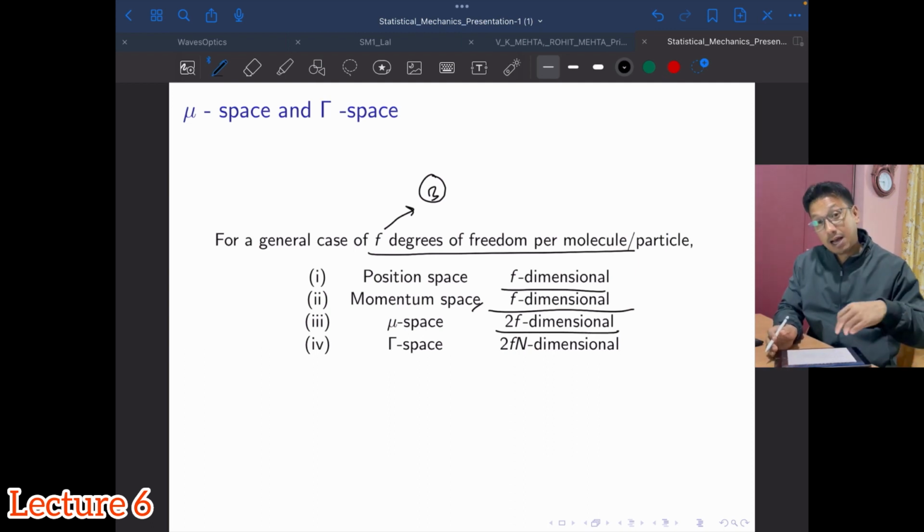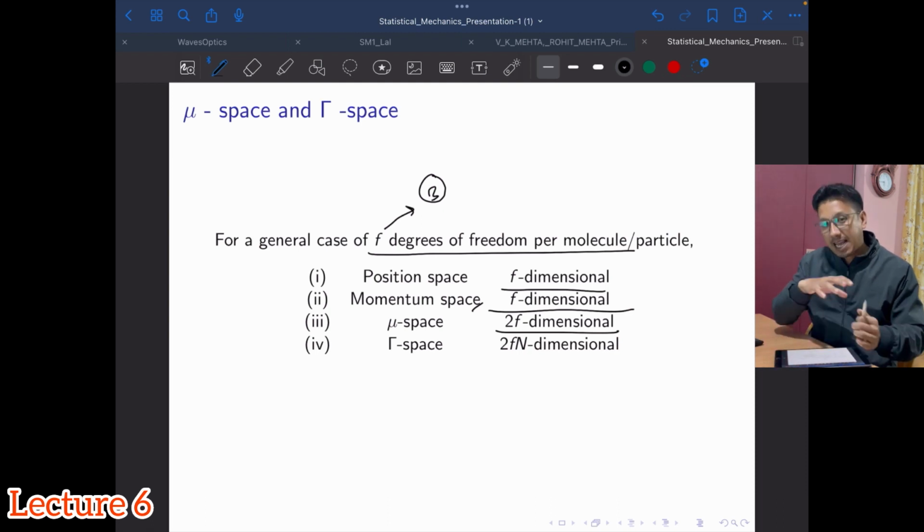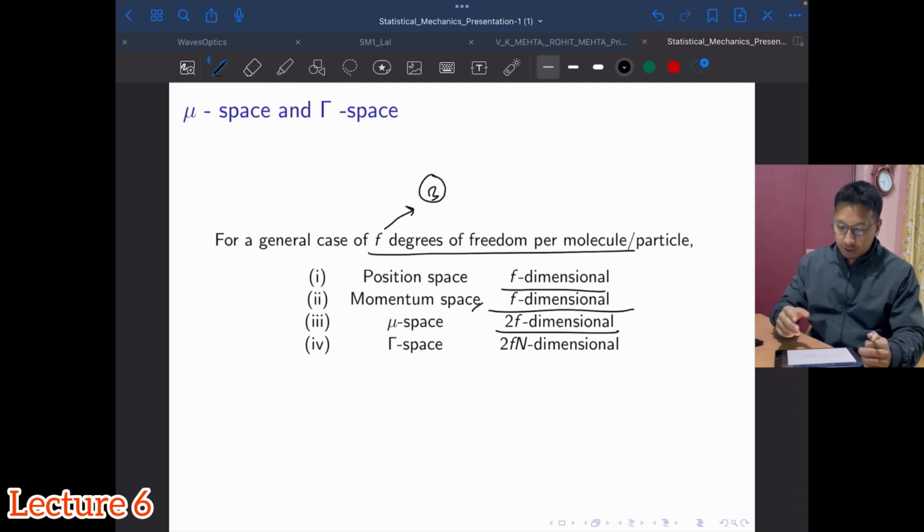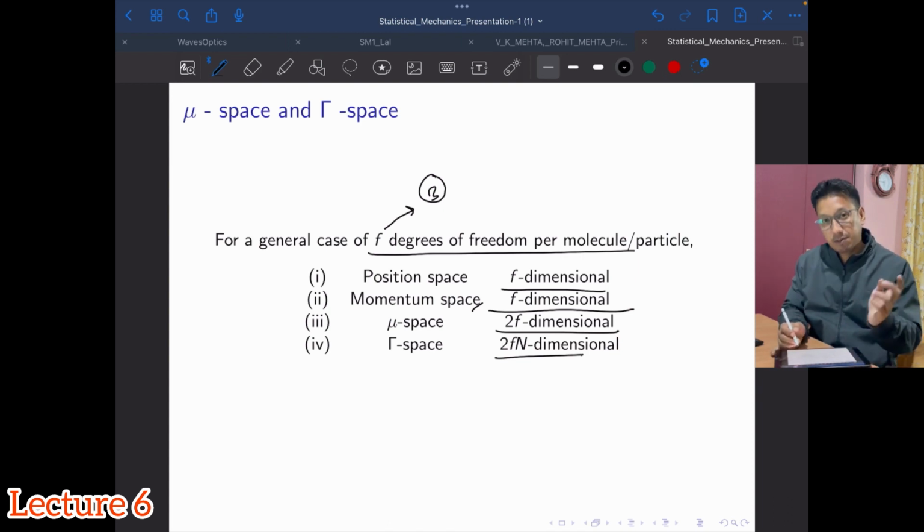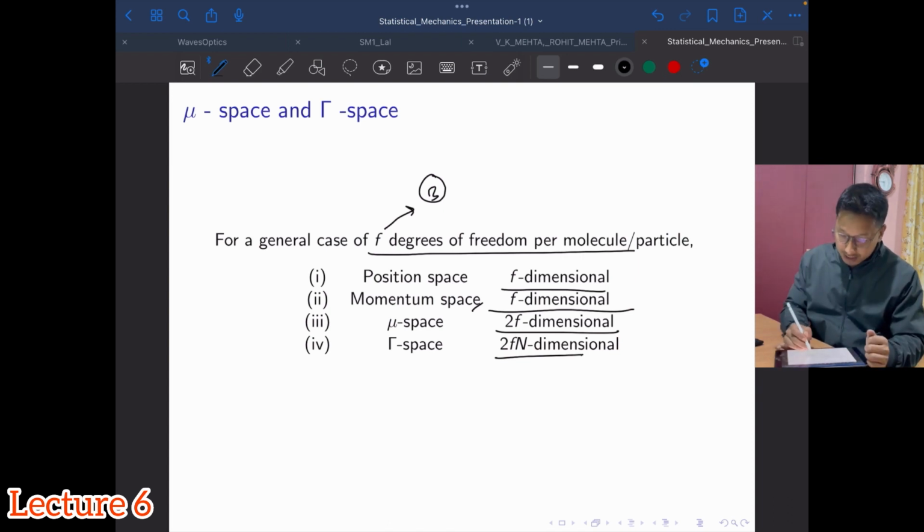Now in gamma space, we represent the entire system by one point, and everything is shifted to the axes. So the dimensionality of the gamma space depends on the number of particles as well, as you can see here. So it will have 2nf dimensional space.